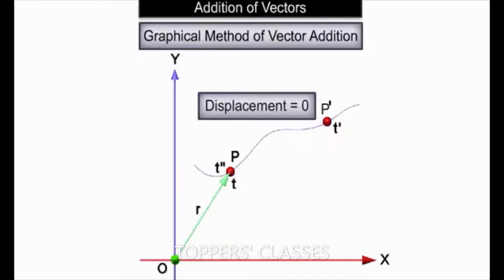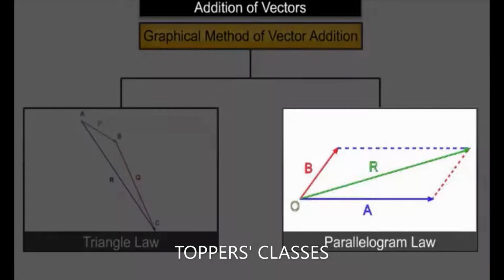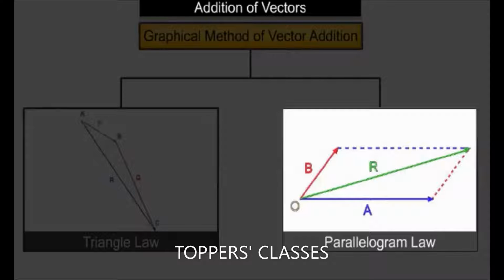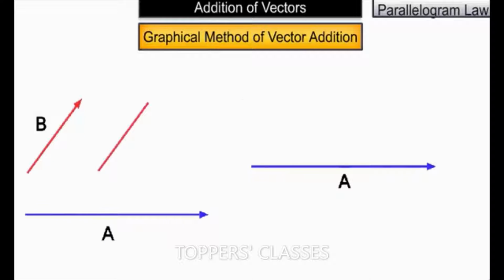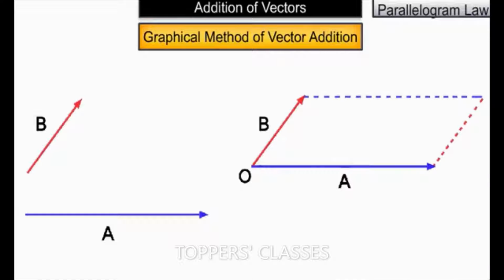Now let us discuss the parallelogram method for the addition of vectors. Consider vectors A and B which are to be added. Redraw the two vectors with their tails coinciding at a common origin O. Complete the parallelogram by drawing parallel lines. Then, draw a diagonal passing through O. At the end of this diagonal, display an arrowhead. The diagonal represents the resultant vector R.